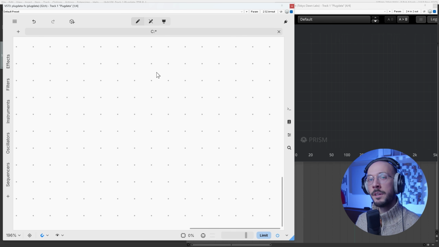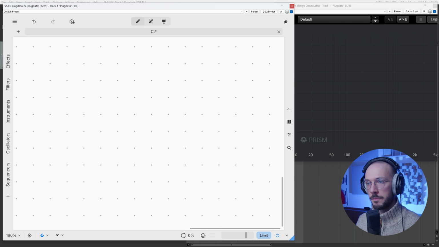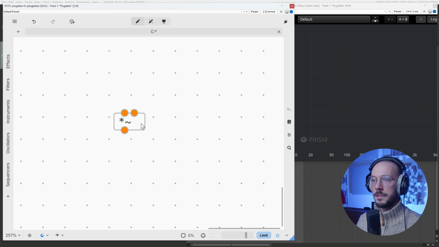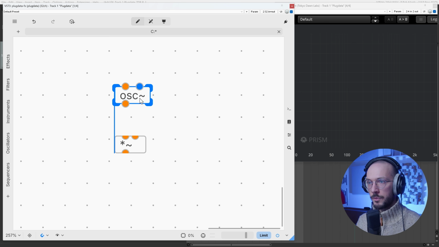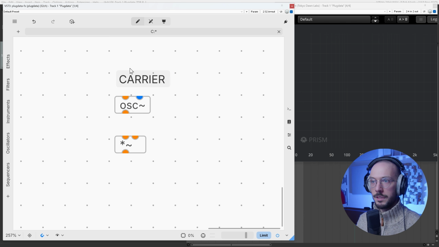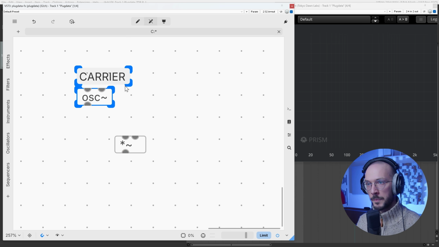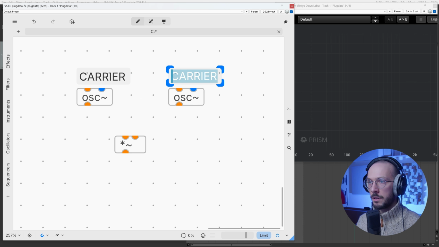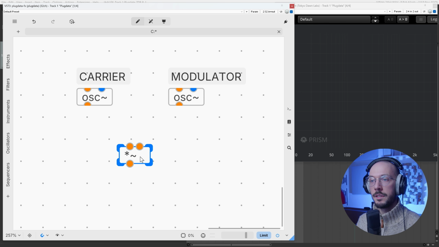In today's video, I'm gonna be talking about ring modulation. This type of modulation synthesis can be achieved by simply multiplying two audio signals. So we can use two sine tones. The first one is called carrier because it provides the main frequency, the main tone. And the second one is called modulator because it modulates the first signal.